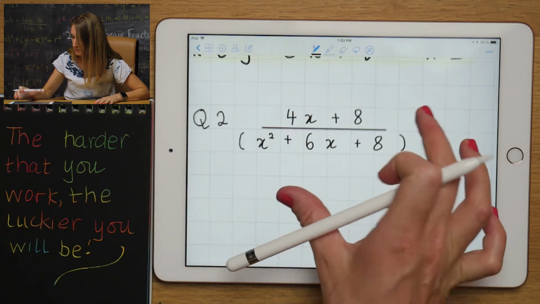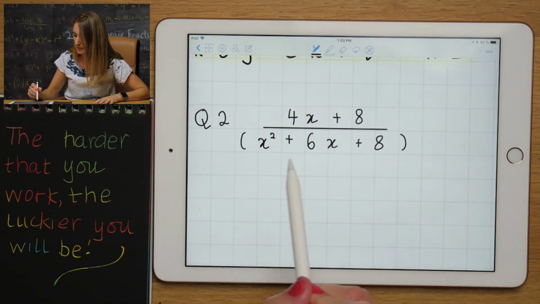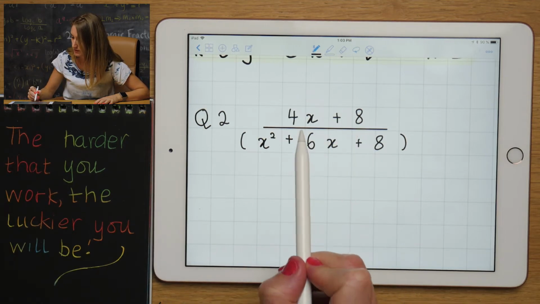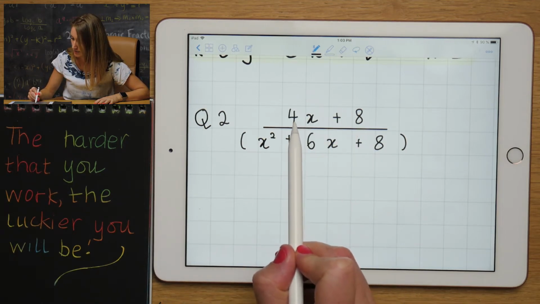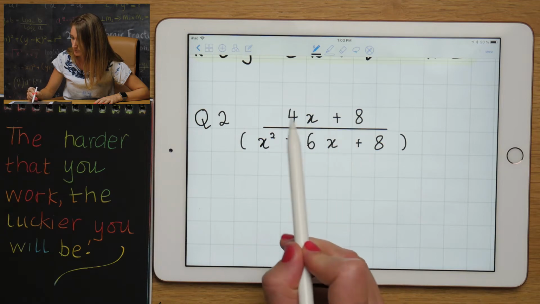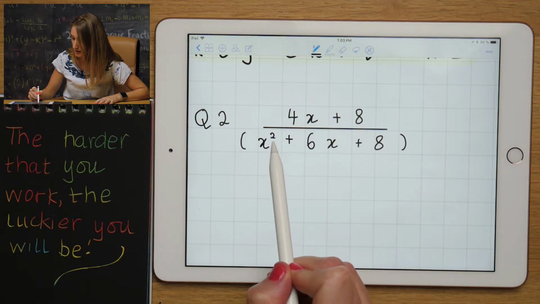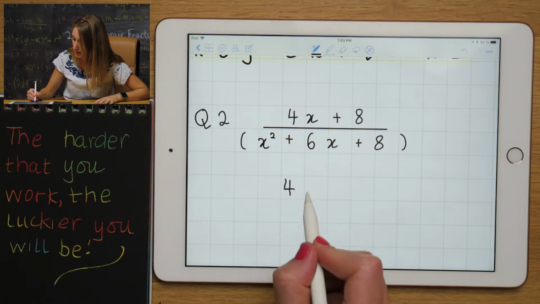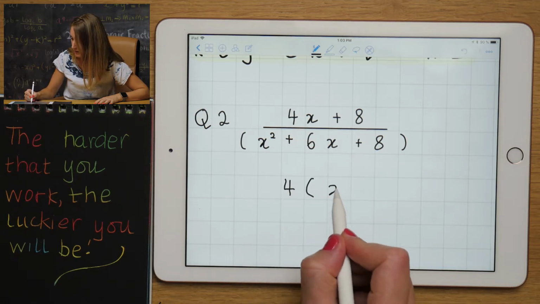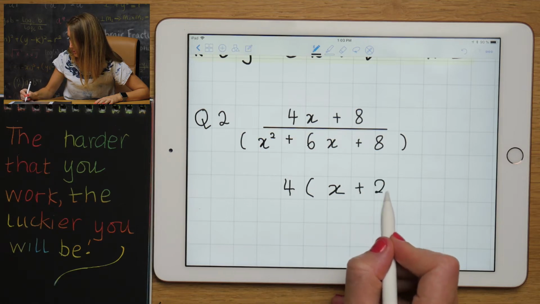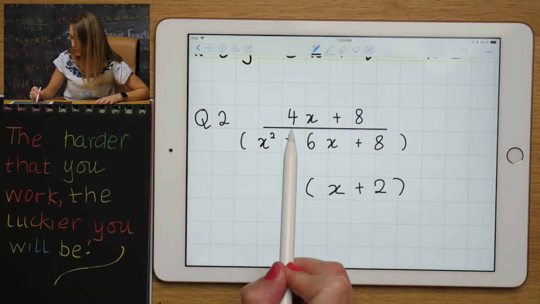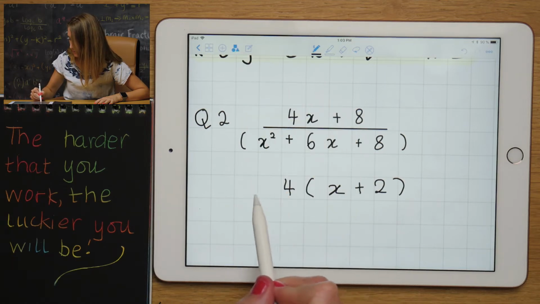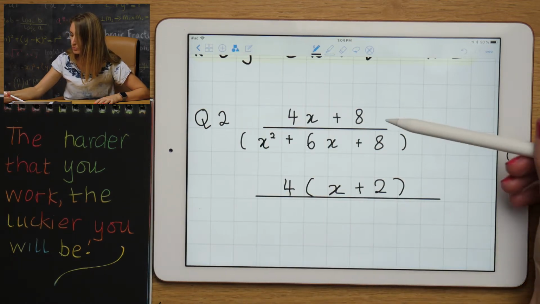Now in the second example, it's a little bit more complicated because the fraction hasn't been factored for you. So you need to factor that yourself. You need to think, what can I take outside of 4x plus 8? Because it hasn't got an x squared, it's the highest common factor method. Here, the highest common factor is 4, because 4 can be taken out of 4x and it can be taken out of 8. So that's the top, or the numerator, factorized.